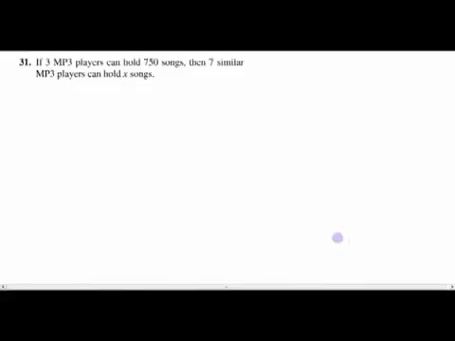Here's another use of the proportion. We have MP3 players here. 3 MP3 players can hold 750 songs, and 7 similar MP3 players can hold how many songs? So let's set up a proportion. 3 is to 750 as 7 is to x.